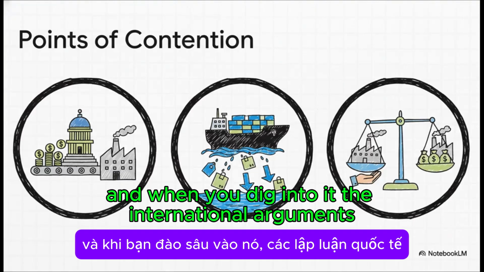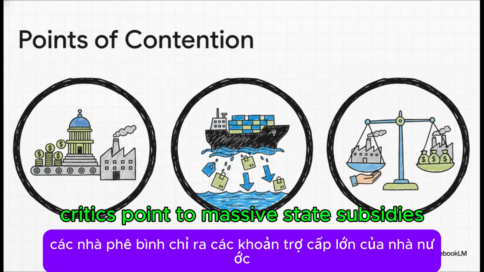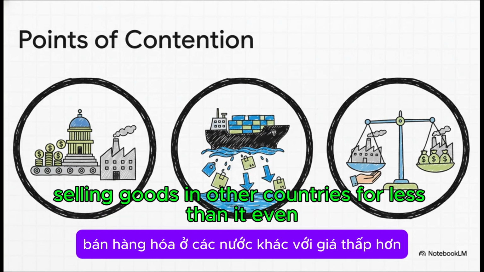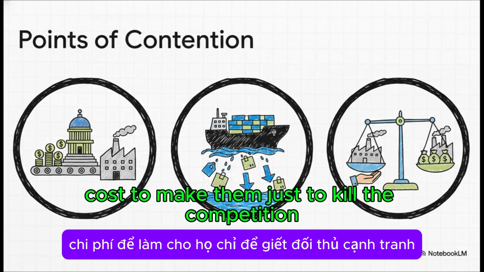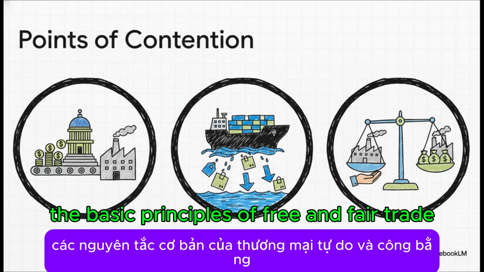And when you dig into it, the international arguments really boil down to these three things. Critics point to massive state subsidies. They accuse China of dumping, that is, selling goods in other countries for less than it even costs to make them, just to kill the competition. And they argue this whole system violates the basic principles of free and fair trade.